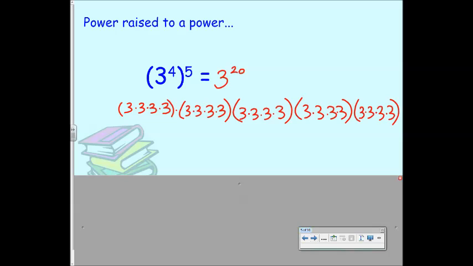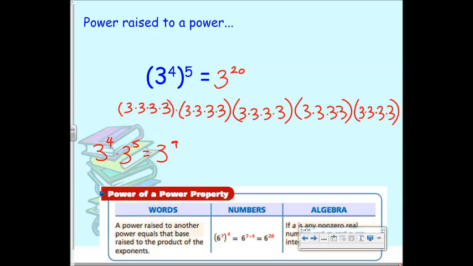All right, so again, the difference is if we had 3 to the 4th times 3 to the 5th, this would give us 3 to the 9th. But when you have a number raised to a power raised to another power, then you multiply them. Because that means you've got 3 to the 4th 5 times. So that's 20 3s. So a power raised to another power equals that base raised to the product of the exponents. So again, product. And the shortcut here is that you just multiply them, which is way faster than writing it out and counting them all up. Okay? So a power raised to a power, you multiply them.